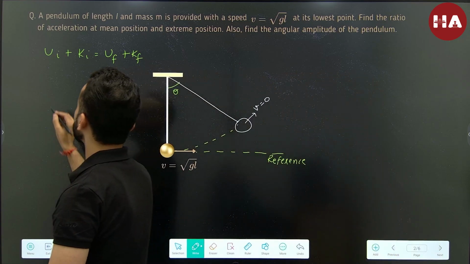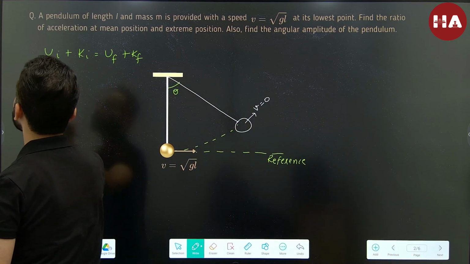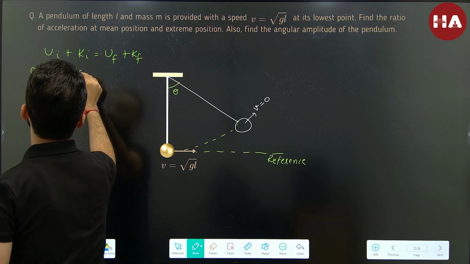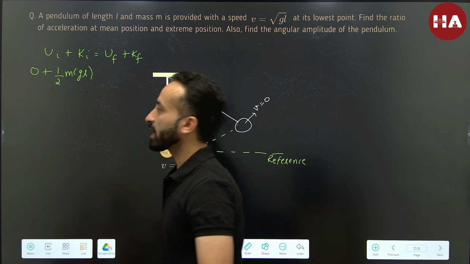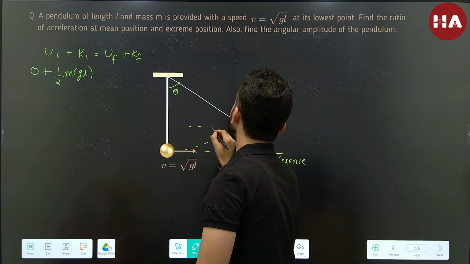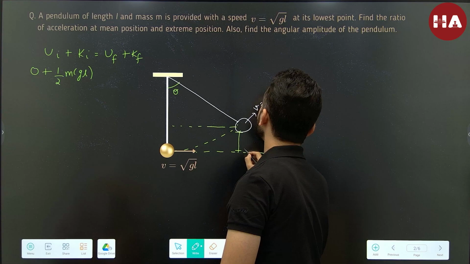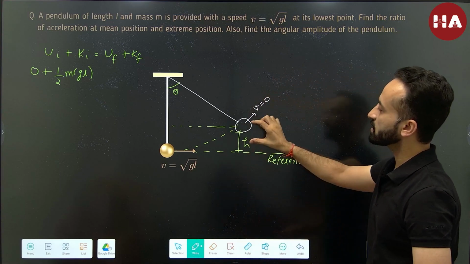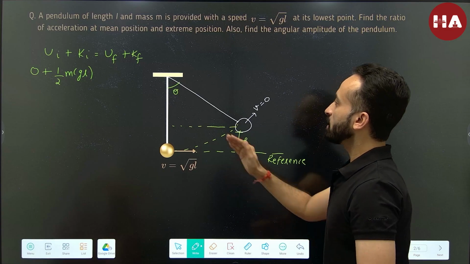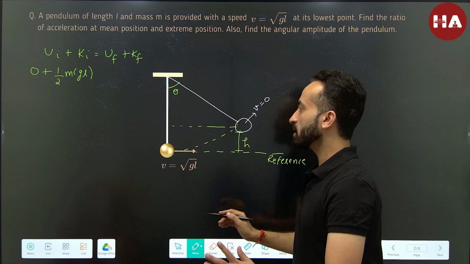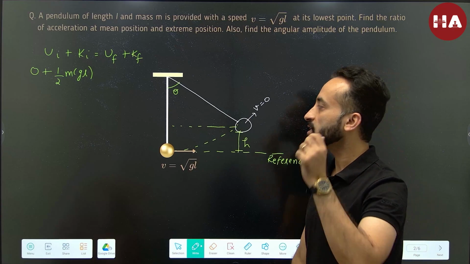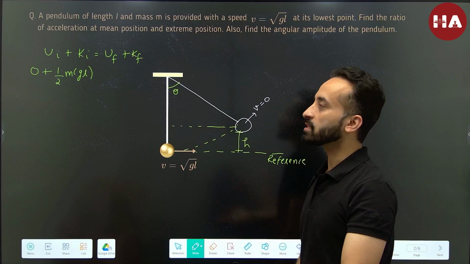Alright, so now what is the initial potential energy? You would like to call it 0. What is the initial kinetic energy? Half mv square, and in place of v square I can write GL straight away. Okay, now let's say this height is h. This height is h from mean position to extreme position. So if you understand that we are applying energy conservation, then you should understand the significance of height, because you need potential energy and to write potential energy you need the height.